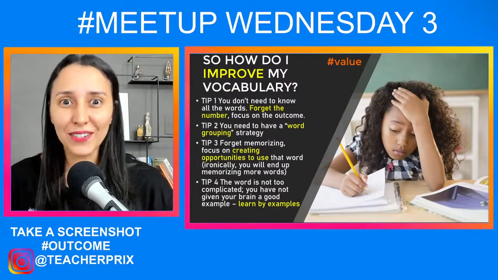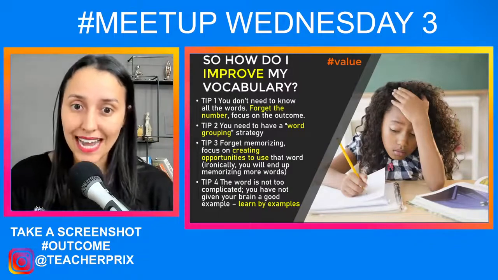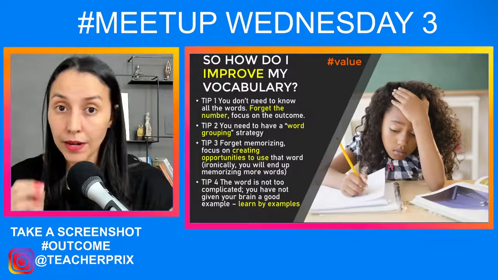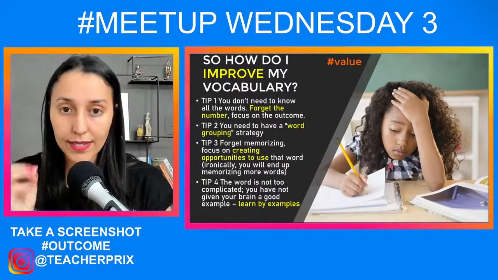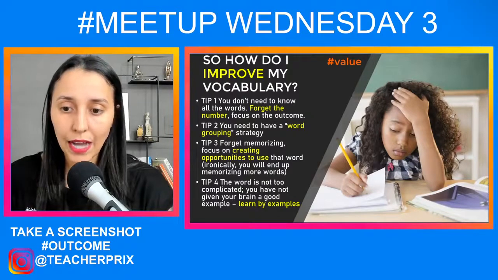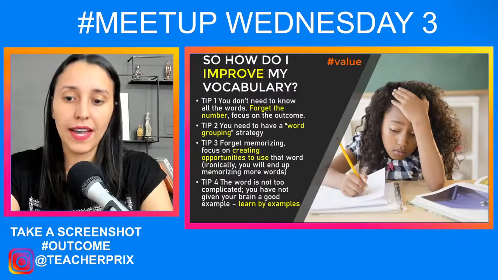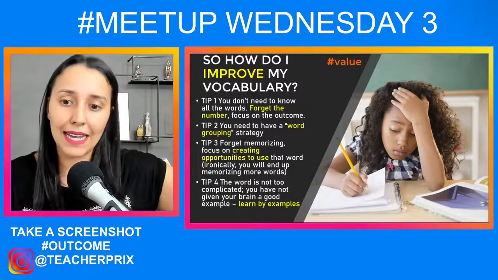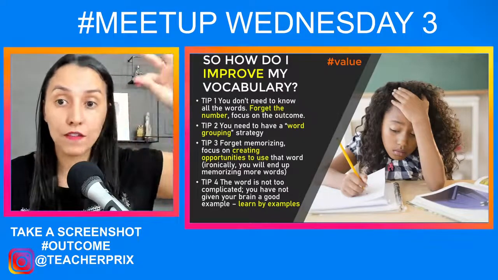You don't need to know all the words. Forget the number, focus on the outcome. The key word of the night is outcome. And I will talk a lot about outcome in the next slides, okay? What is outcome if you don't know what the word is? Outcome is result, okay? The final result. So the focus you need to have in mind is outcome, okay? That is your main focus.